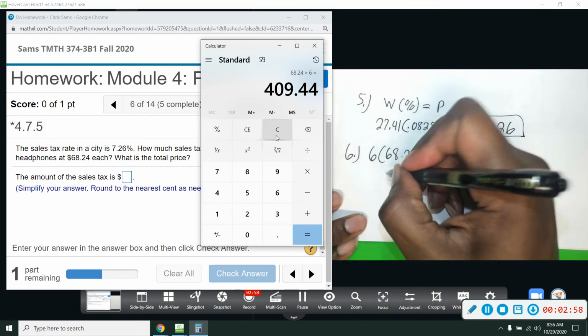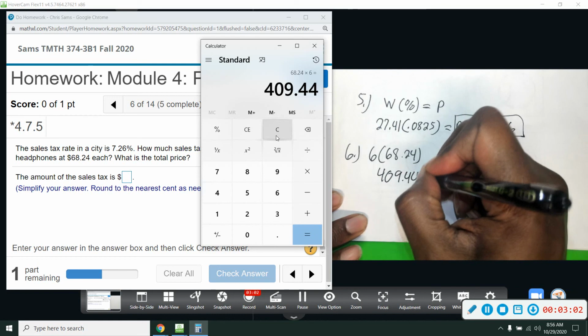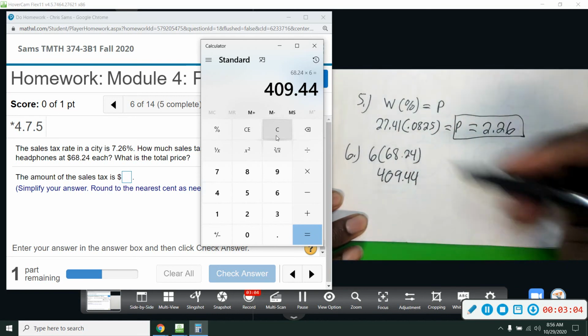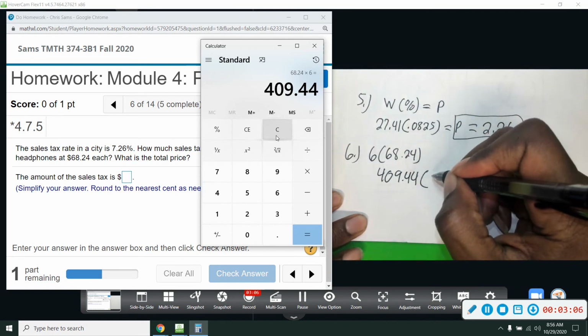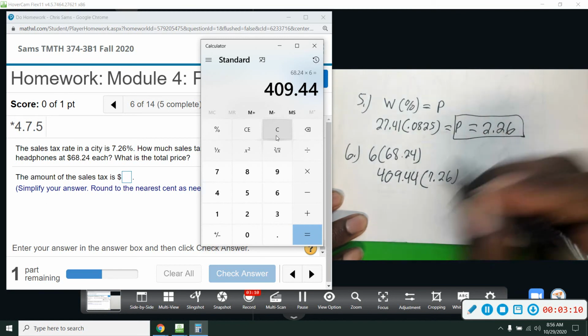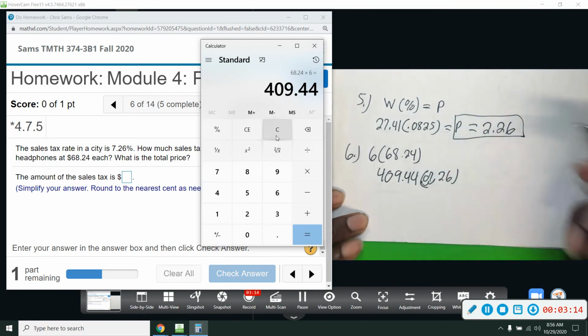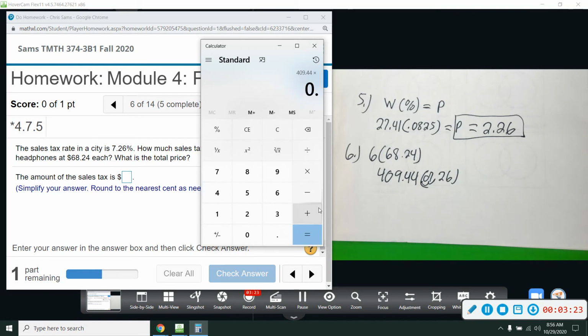So we have 409.44. All right, so we're going to take our total cost and multiply it times the tax rate, which is the 7.26%. As a decimal, move it over twice, and so it's going to give us 0.0726. All right, so this 409.44, we're going to multiply that by 0.0726.